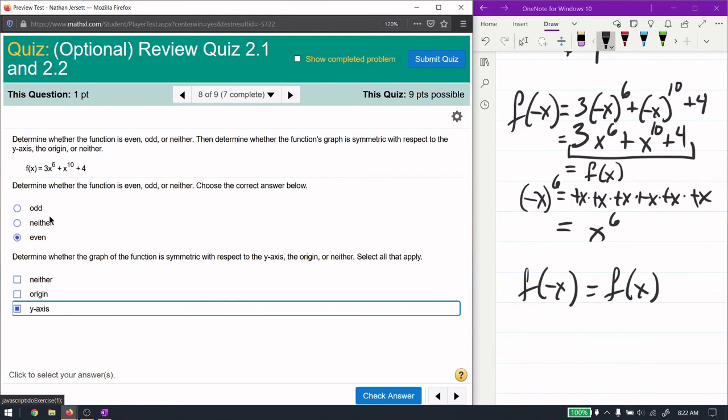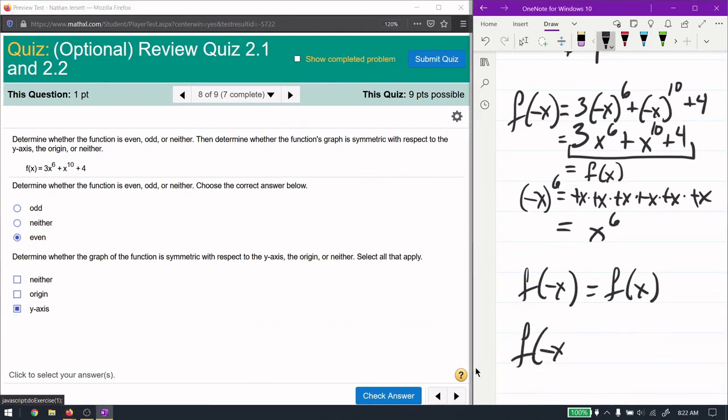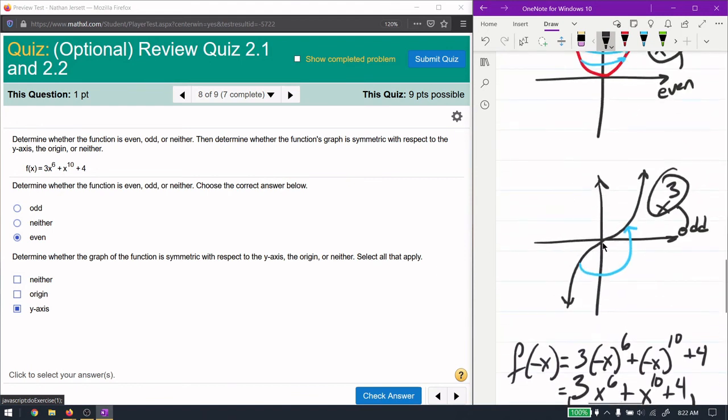Now, the odd type of symmetry is where you plug in negative x and you get negative f of x. So it's just the negative of the entire function. And that's the same thing as odd symmetry, and therefore you have symmetry about the origin here. It's rotationally symmetric about the origin. So you'd say origin for odd.